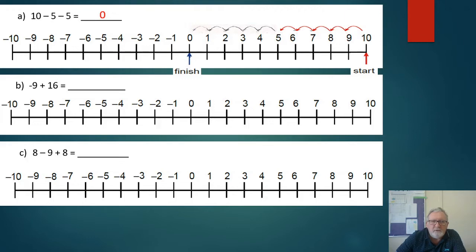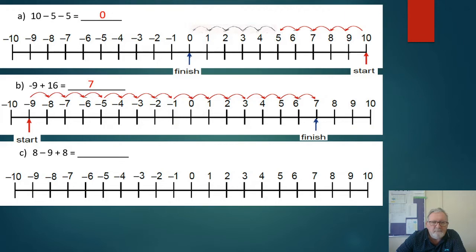All right, let's have a look at B. So our starting point is indicated by the first number in the number sentence, -9. There it is. And we have to add 16. So add 4, 8, 12, 16, and that takes us through to our finish. We finish at 7. So -9, add 16 is indeed 7.